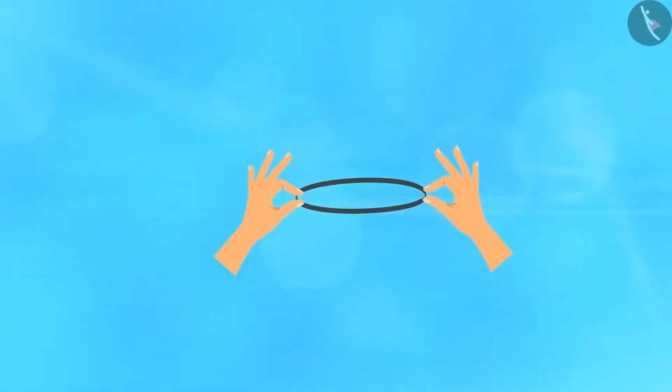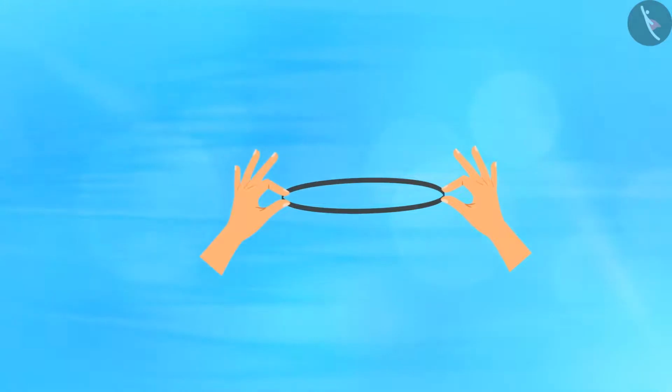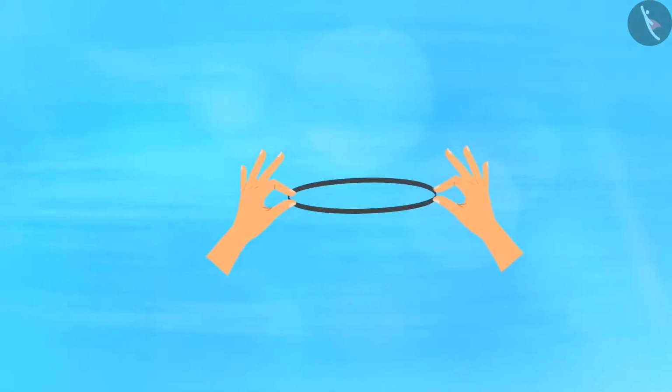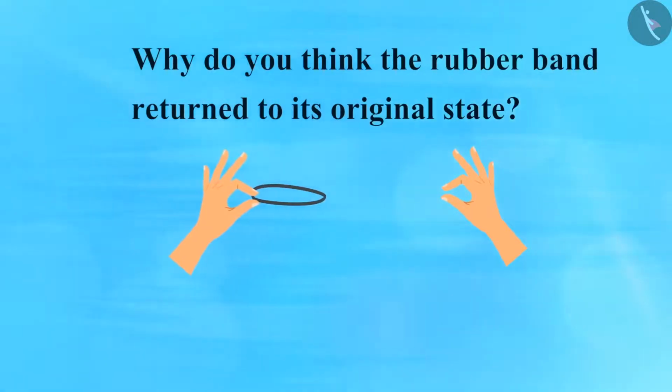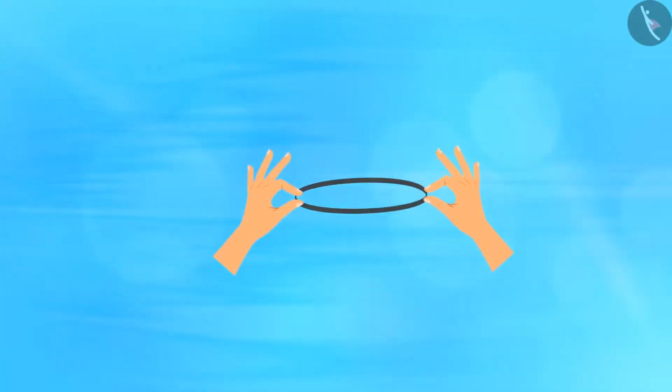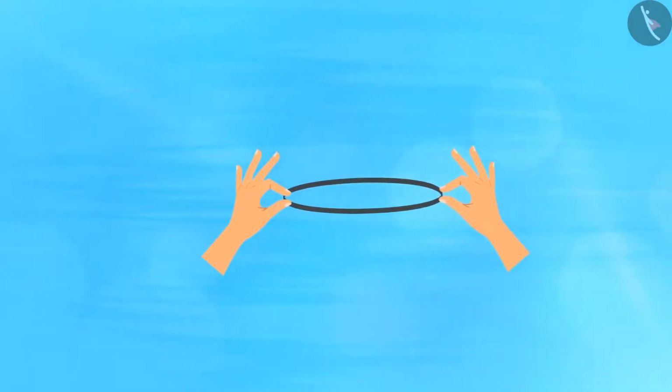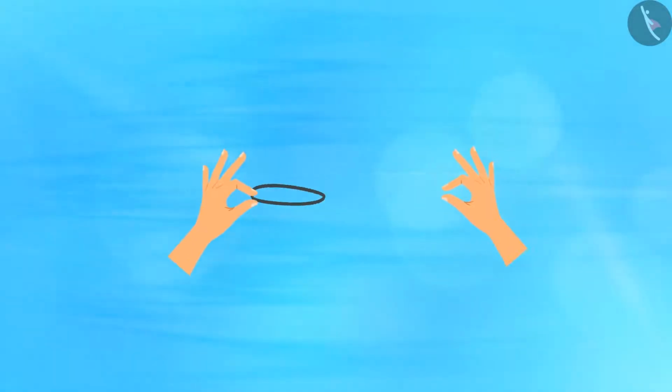Hold a rubber band in one hand and pull the band with the other hand. The rubber band will get stretched. Now, release the rubber band from one end and you will see that the band returns to its original state. Why do you think the rubber band returned to its original state? It is because the band acquired energy when it was stretched. And this energy causes the rubber band to return to its original state.